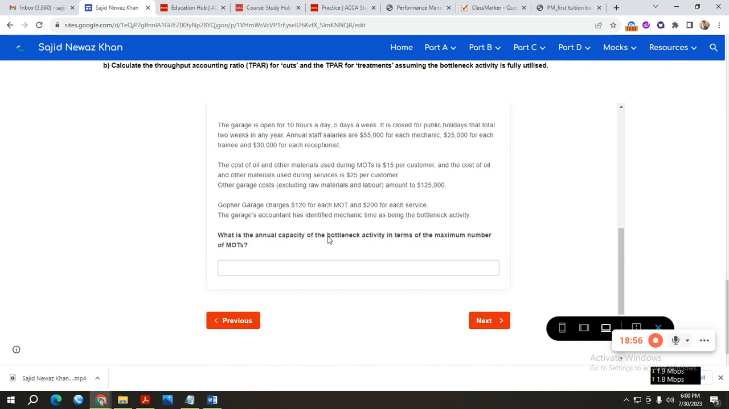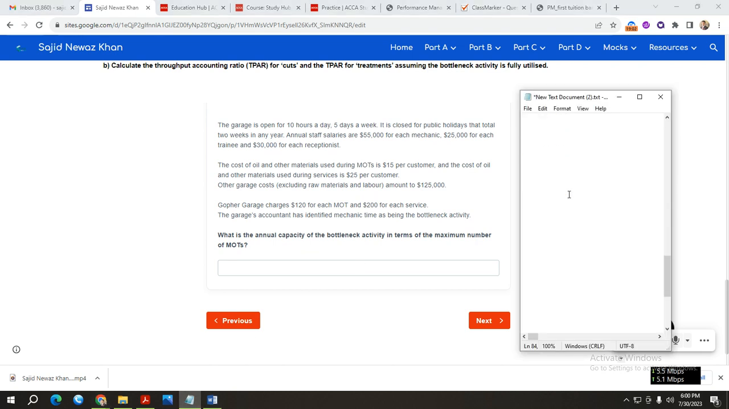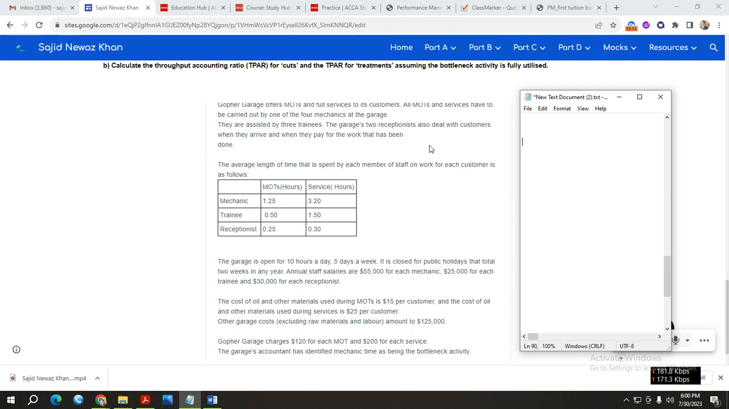So what is the annual capacity of the bottleneck activity in terms of the maximum number of MOTs? You have to understand the question: what is the maximum number of MOTs they can make in a year? For that, the first thing we need to identify is the maximum hours available by the mechanic, because the mechanic is our bottleneck. So please have a look at how we do this.